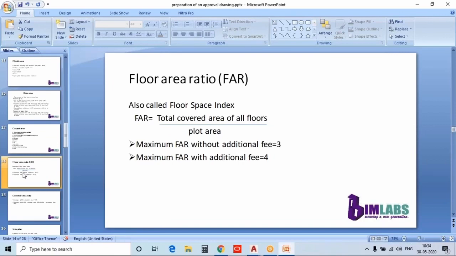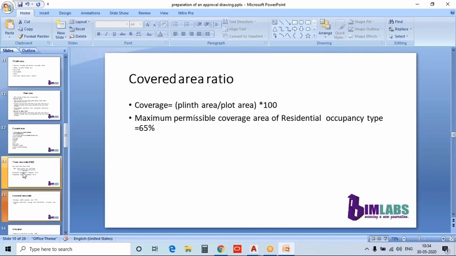Then you have to divide the total area of all floors by the plot area. Okay, the maximum floor area ratio without the additional fee should be 3, and the maximum FAR with additional fee is 4. Okay, without additional fee, the maximum permissible FAR is 3, and with the additional fee, it is 4. Okay, that is the floor area ratio. It is also very important. Then the next topic is covered area ratio.